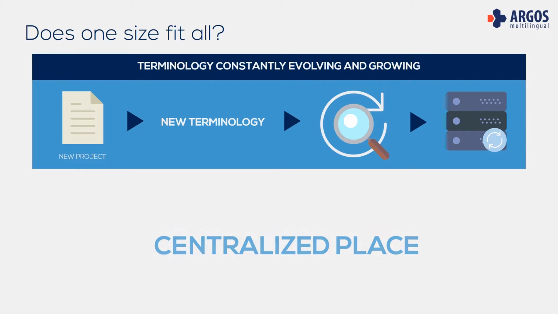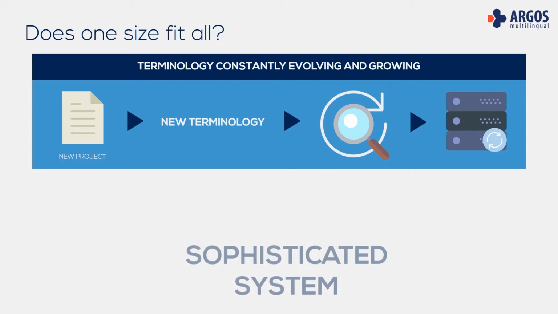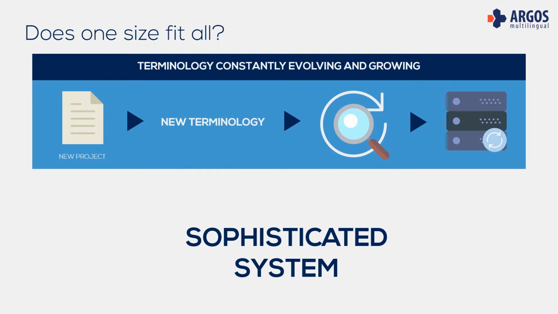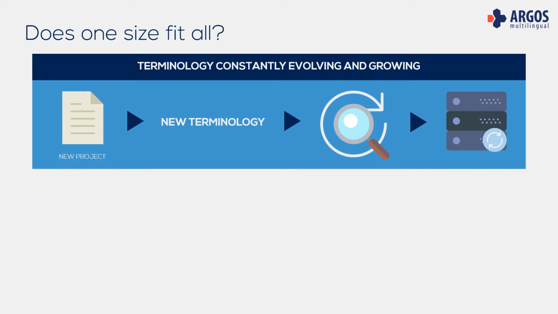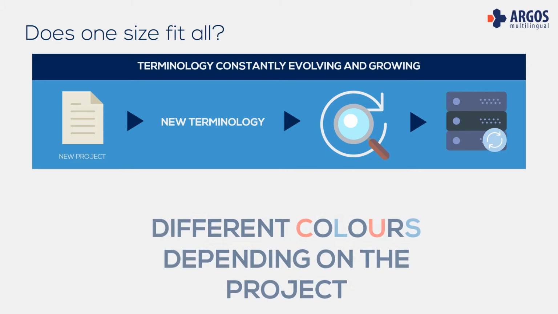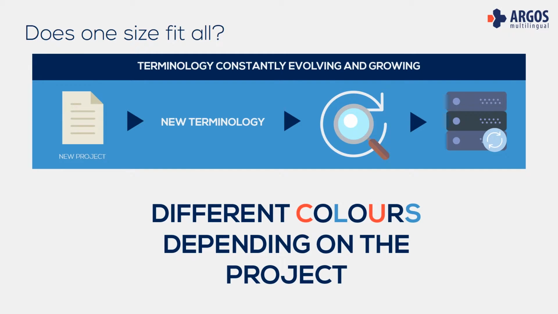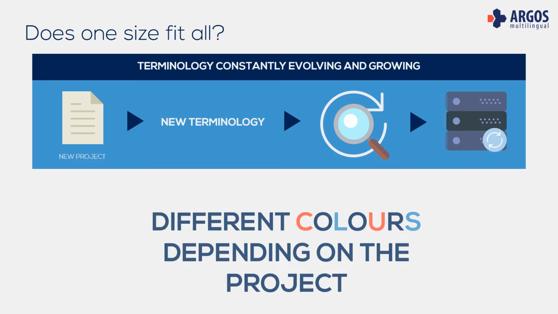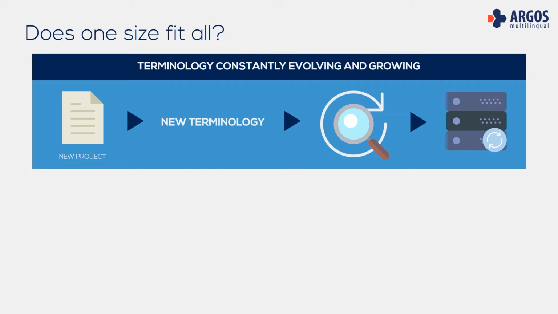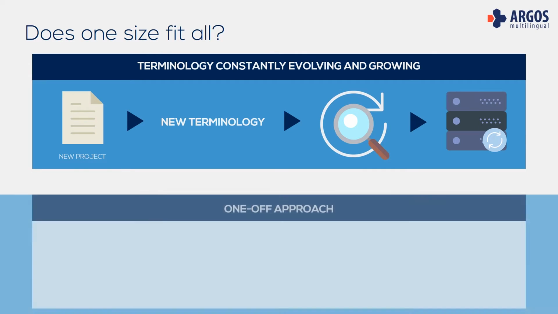We have developed a sophisticated system which allows us to identify new terms, highlighting them so that the linguists working on the project know that they have to translate those terms as part of the project. Because these types of clients often have concurrent projects running at any given time, the system color codes those terms for translation or awaiting approval using different colors depending on which project they belong to. That way nobody gets confused about the status of a particular term. Other clients prefer a one-off approach.